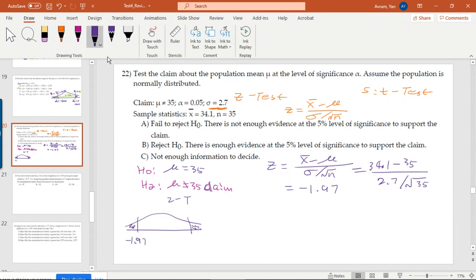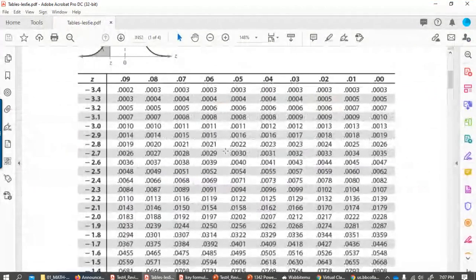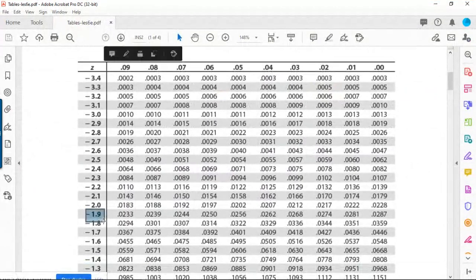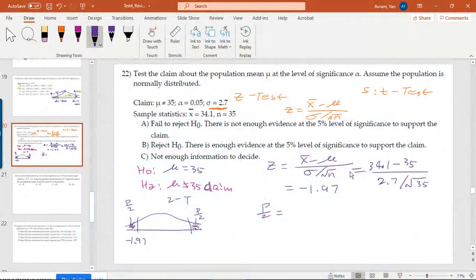So we have a negative 1.97 in here, but since this is a two-tail test, this will be half of the p. So my p value, half of the p, I can read from the table. If I read negative 1.97 from the table, okay, that's 0.0244.